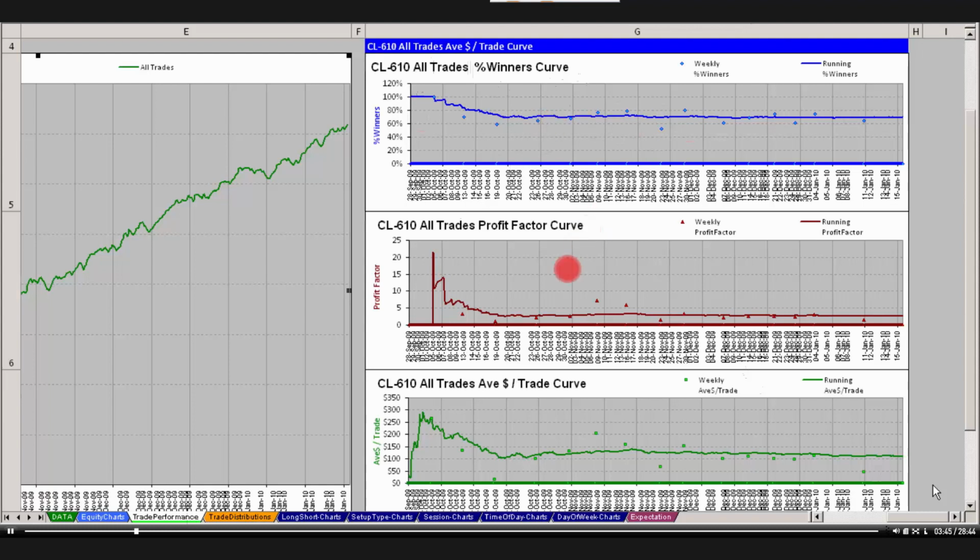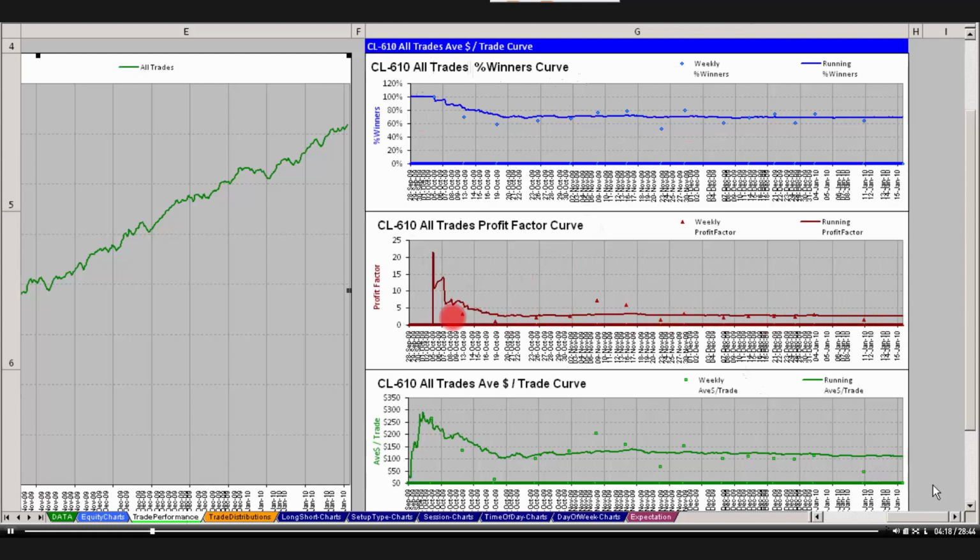The next chart down talks about the profit factor curve. And the profit factor is just the total dollars won over the total dollars lost. So you can think of it as how many dollars did I win for each dollar that I lost. This, once again, starts out a little high because this system started out trading at a time when it was just real in sync with the markets. But it began to drop and began to stabilize at about 2.5, 2.7, somewhere in there.